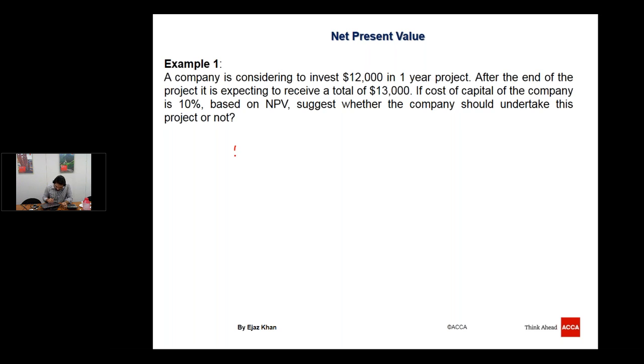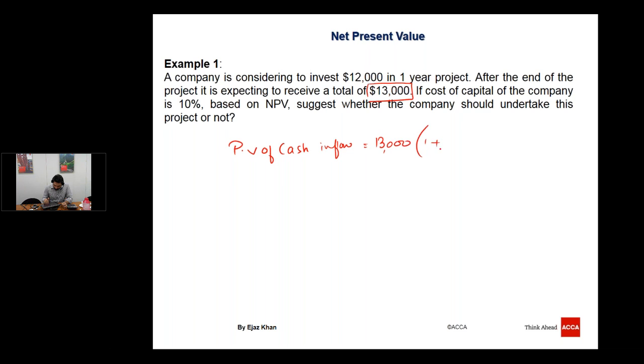So the first step should be to calculate the present value of cash inflow, that is the amount that should be invested at max to cover the cost of capital. Present value of cash inflow. So let's find out what's the present value. What's the cash inflow actually? The cash inflow in this question is $13,000. So we need to find out the present value of $13,000.